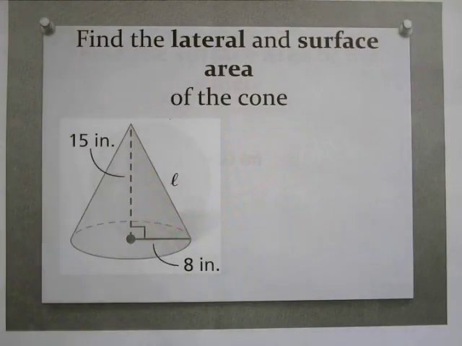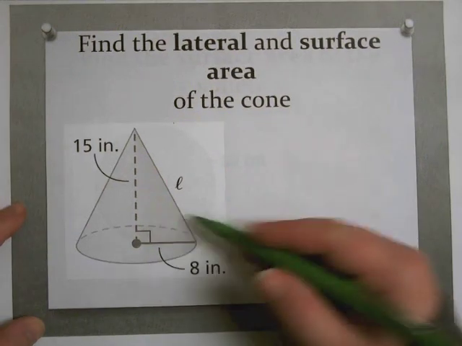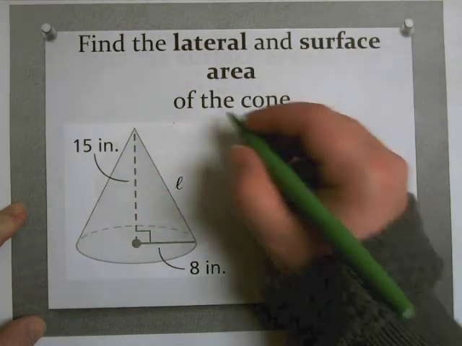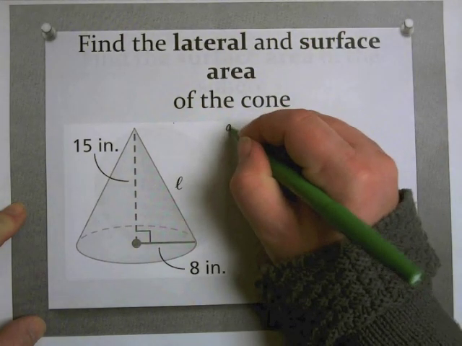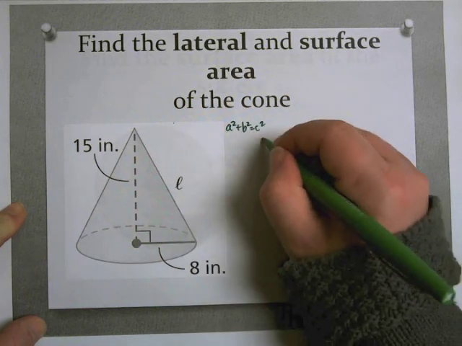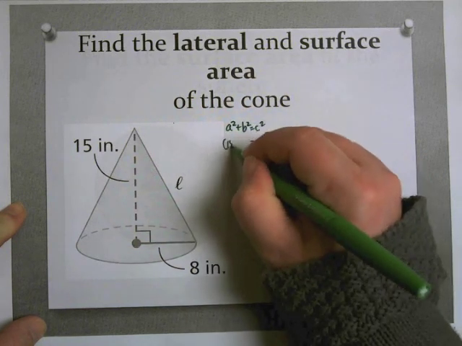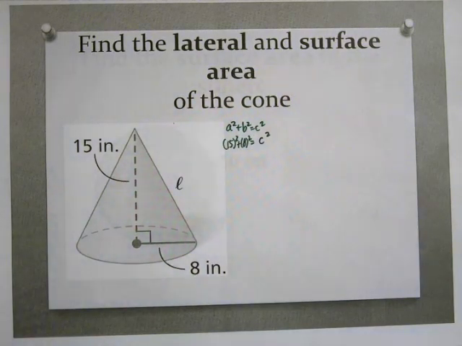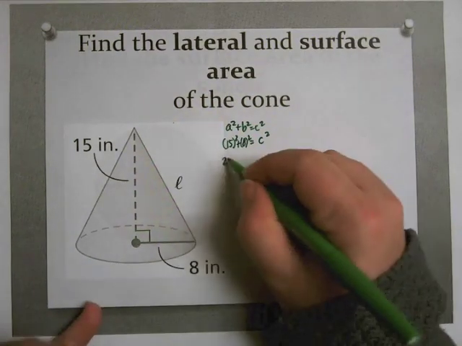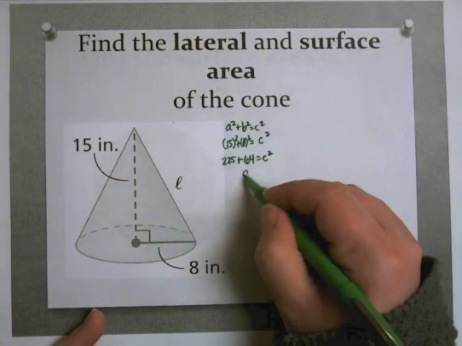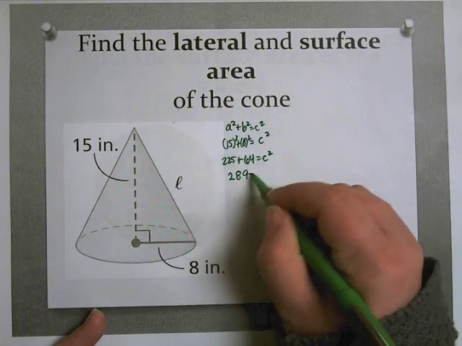Okay, let's find the lateral and surface area of the cone. Again, we're going to have to find the slant height. Well, we can do that by doing Pythagorean theorem, so I'm going to go ahead and do that first this time. A squared plus B squared equals C squared, where C is our hypotenuse, that's what we're looking for. So it'd be 15 squared plus 8 squared. All right, 15 squared, if you remember, is 225, plus 8 squared is 64. So that would be 289.